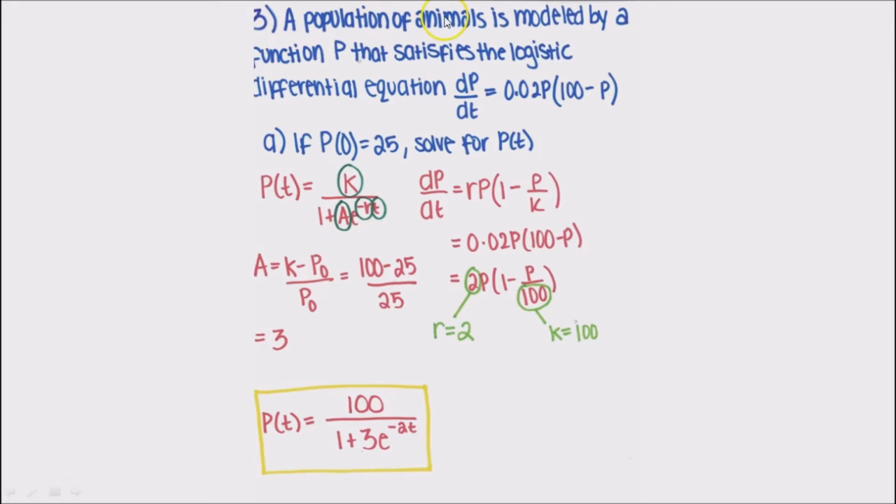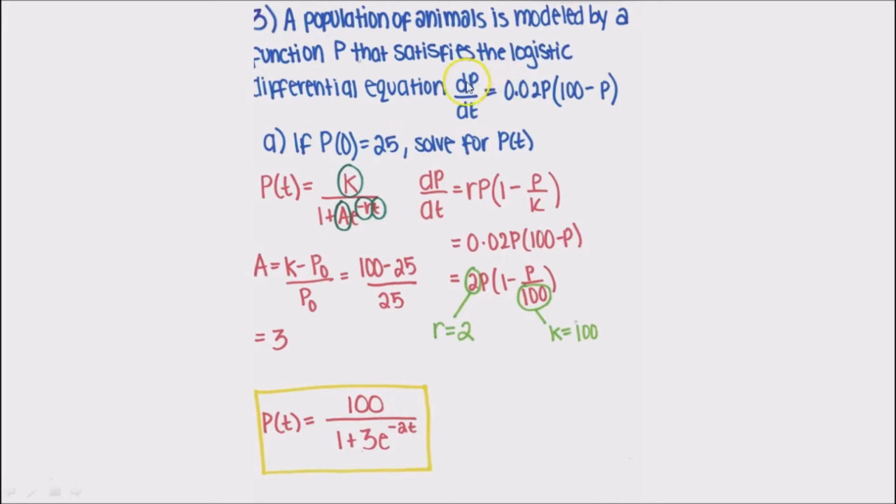It says a population of animals is modeled by a function P that satisfies the logistic differential equation dP/dt is equal to 0.02P times (100 minus P). And part A asks if P of 0 is equal to 25, solve for P of t. And in order to solve for P of t, we're going to need 3 things. We're going to need the carrying capacity, A, and the rate. And we can find two of these things without even needing this initial condition.